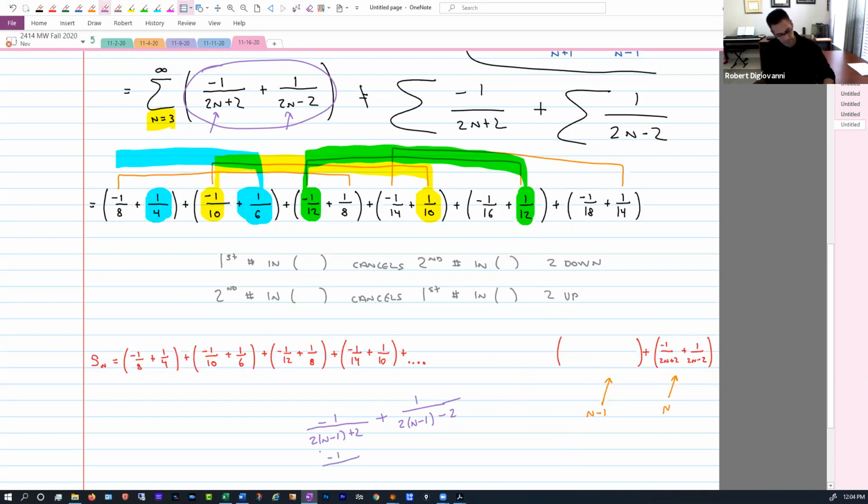-1 over, I think that's just 2n, because it'll be 2n minus 2 plus 2. This one will be 2n minus 2 minus 2. That'll be 1 over 2n minus 4. Can anybody tell me what the next one's going to be without doing all the plugging in? Have y'all seen what the pattern is? Do y'all see what's happening with these numbers as you move?